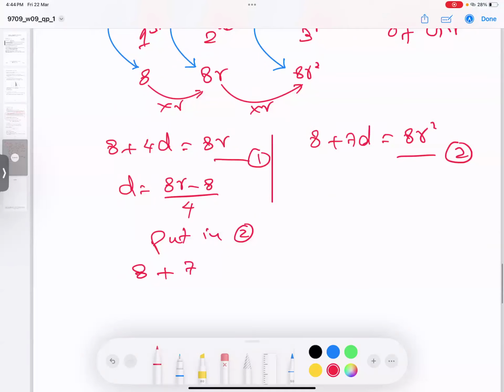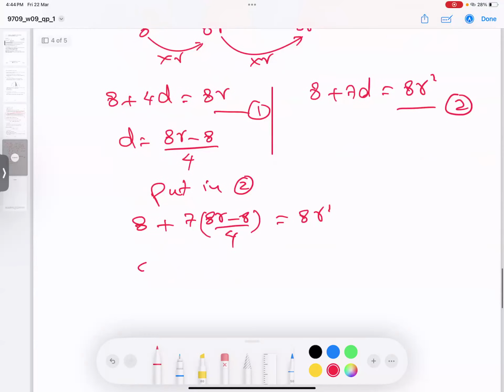8 plus 7 times D equal to 8R squared. And this value is going in here. So 8R minus 8 over 4. So 8, 7 multiply inside the bracket, 56.